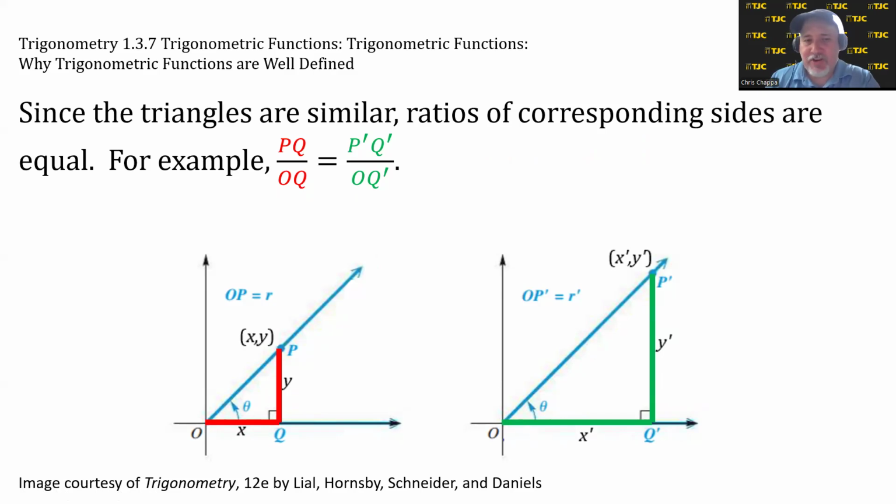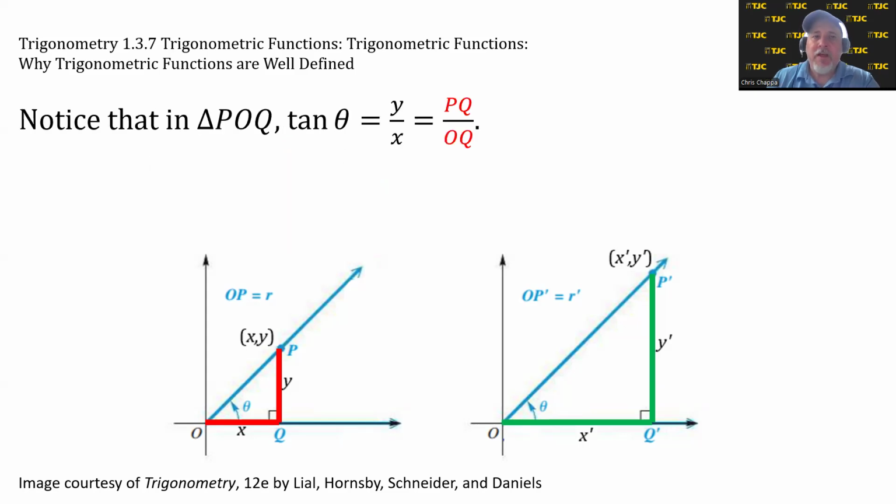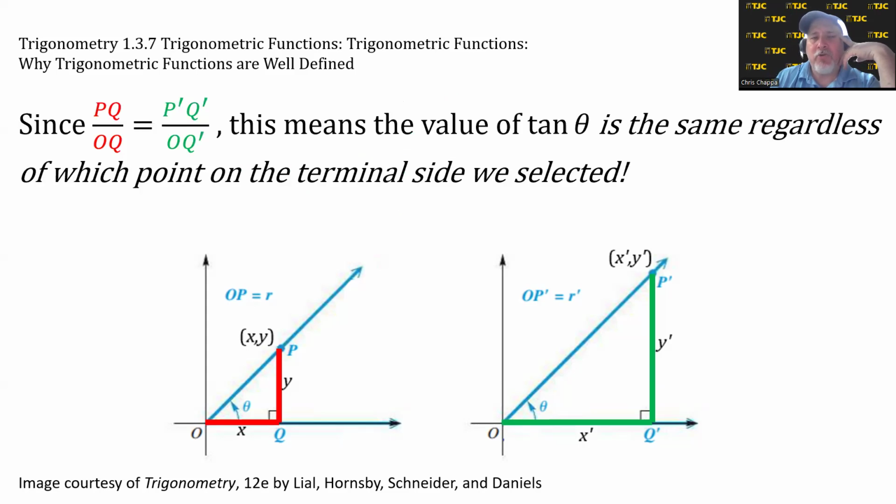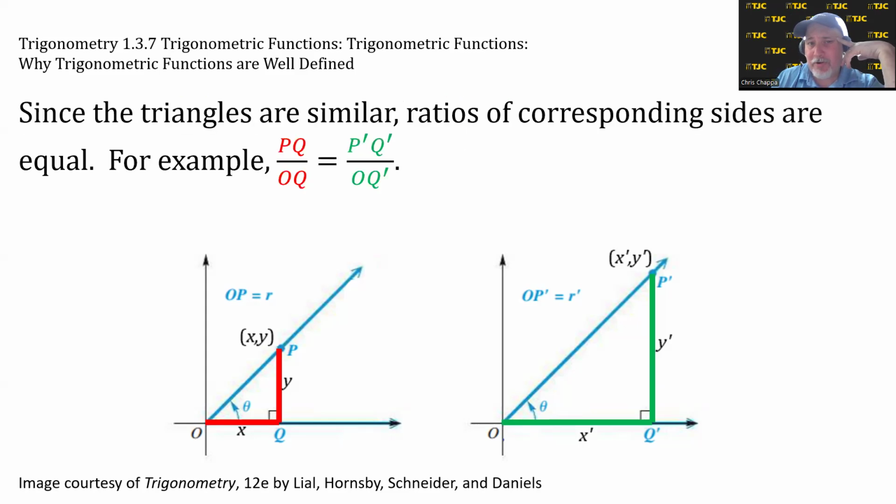Now, why these 2 ratios? Well, notice that in triangle POQ, the one on the left, the tangent of theta is y over x, which is PQ over OQ. But in the other triangle, the tangent of theta is y prime over x prime, which is P prime Q prime over OQ prime. But the red ratio and the green ratio are equal to each other. We said that back here.